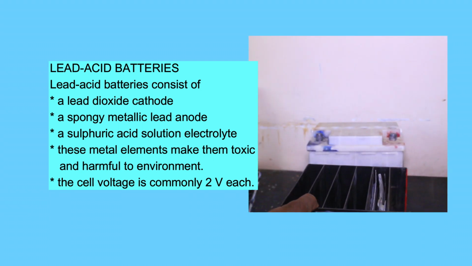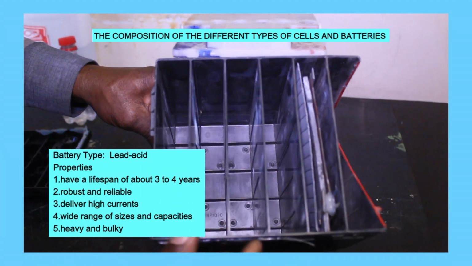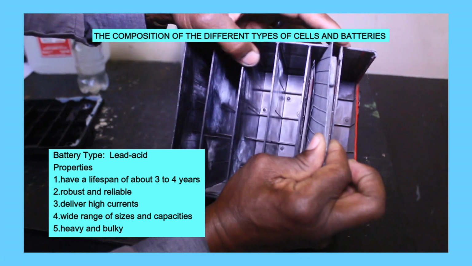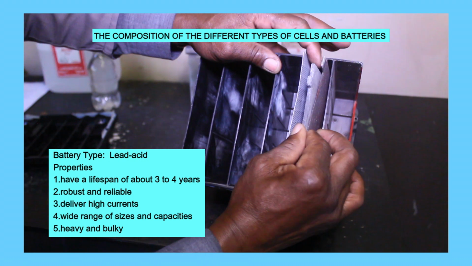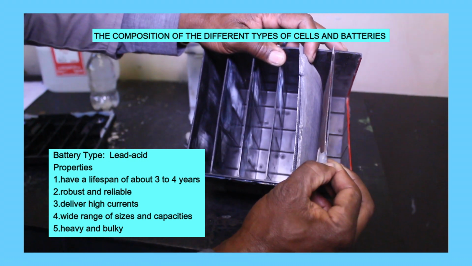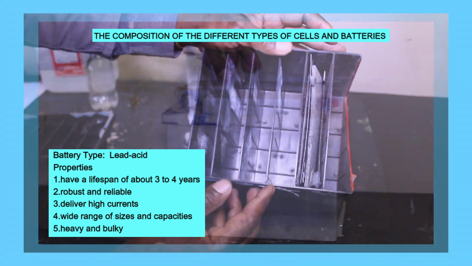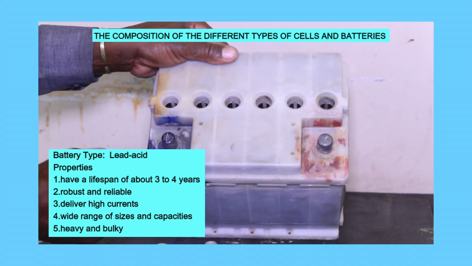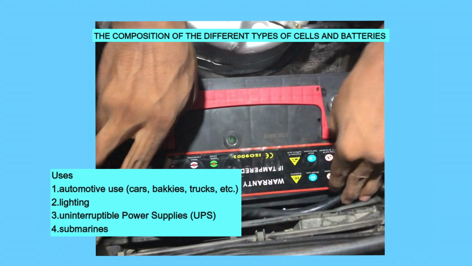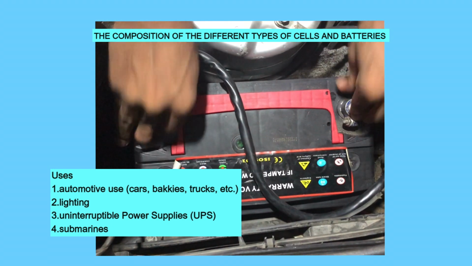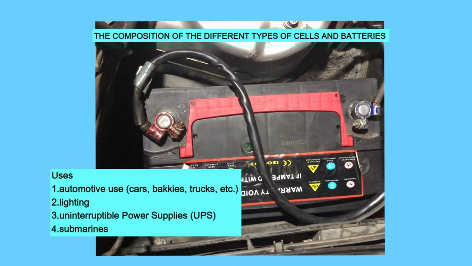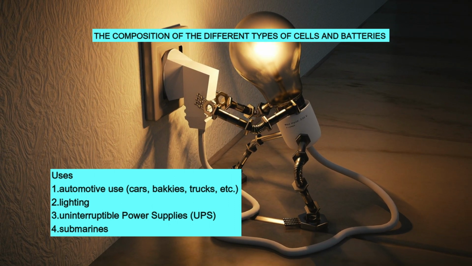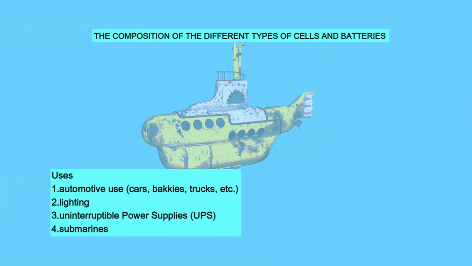The composition of the different types of cells and batteries. Battery type: lead acid. Properties: 1. Have a lifespan of about 3 to 4 years. 2. Robust and reliable. 3. Deliver high currents. 4. Wide range of sizes and capacities. 5. Heavy and bulky. Uses: 1. Automotive use, cars, buggies, trucks, etc. 2. Lighting. 3. Uninterruptible power supplies. 4. Submarines.